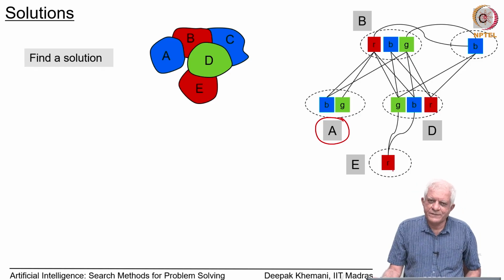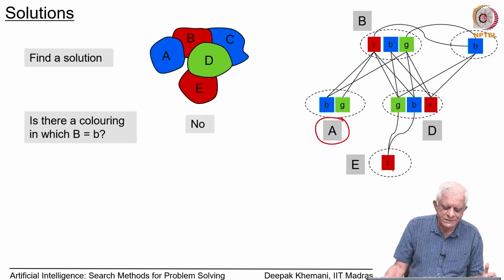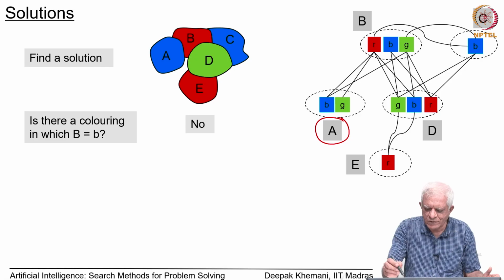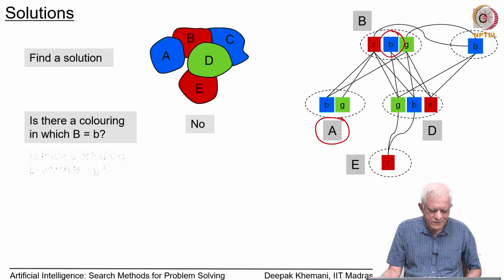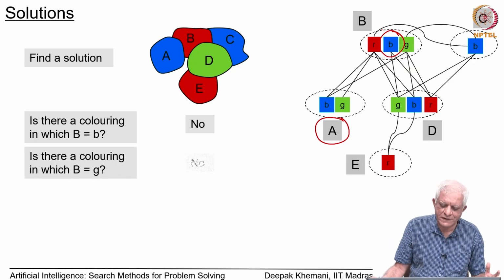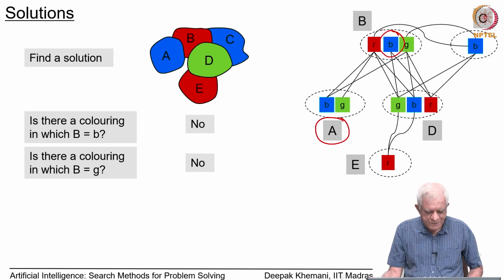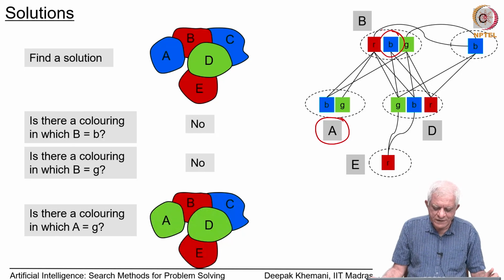You might specify that certain regions have certain colors. So, you might say, is there a coloring in which the region B has color blue, and it tries its best and says no, you can't color it blue, even though blue is in the domain of B. Then you say, okay, is there a coloring in which B has a value green? It comes back and says no again. If you ask, is there a coloring in which A has a value green? It says yes, I can give you a solution to that.